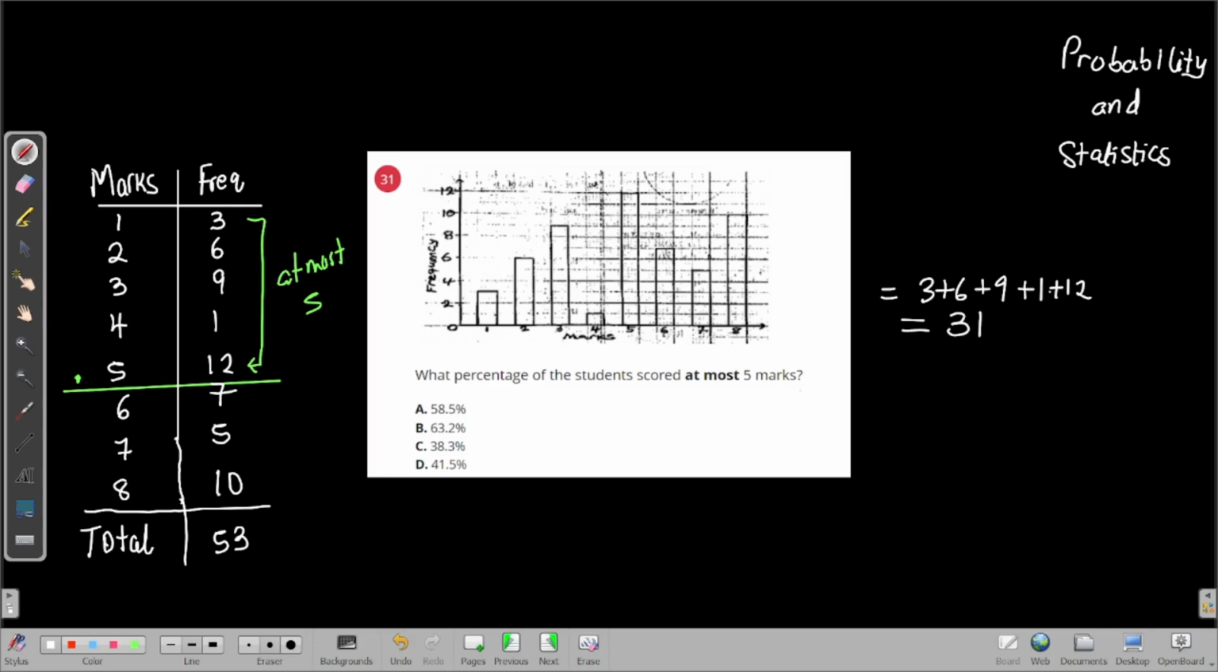So the percentage will be what? 31 over the total number of students, which is 53, times 100%. That's about 58.5. So that's option A.